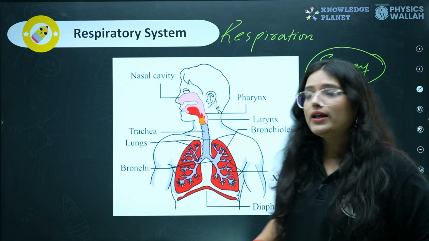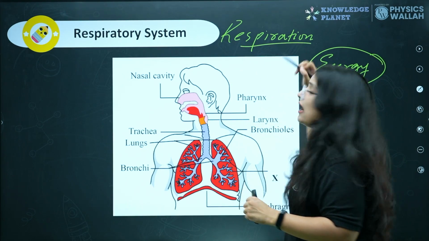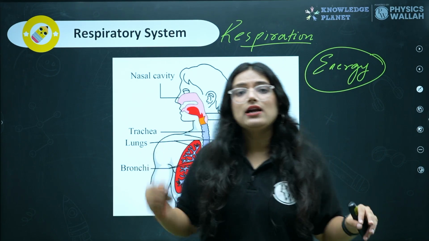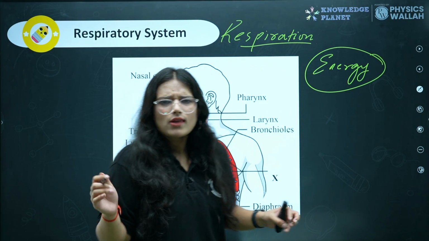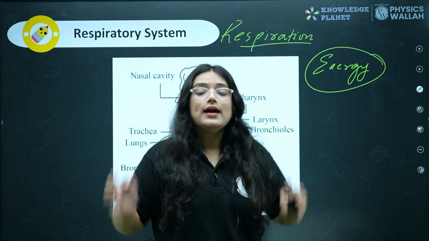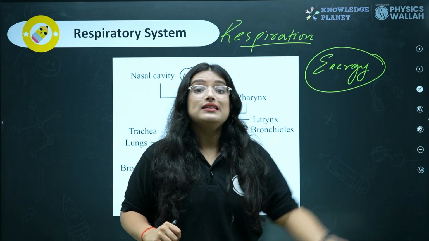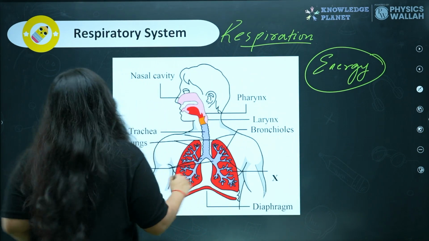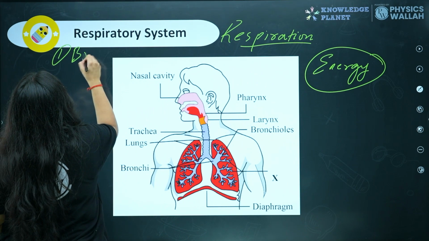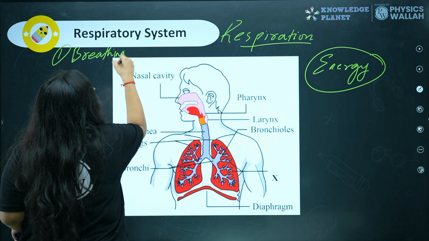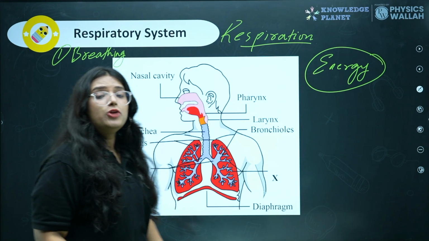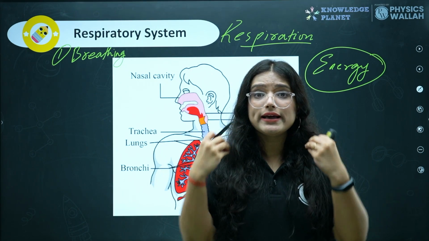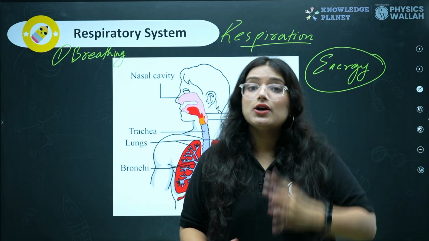Let's see respiration. How does respiration take place? Respiration is again a physico-chemical process. How? It involves two processes, a physical process and a chemical process. The first step of respiration is breathing. In breathing, we take up oxygen-rich air and exhale, or breathe out, carbon dioxide-rich air.